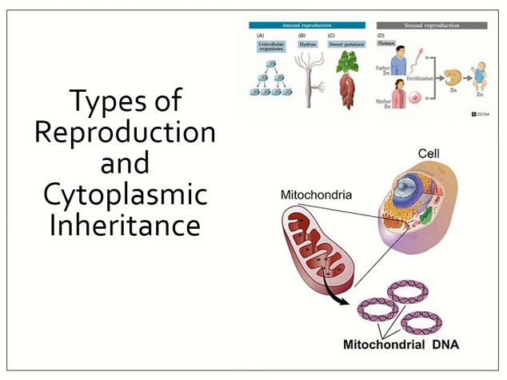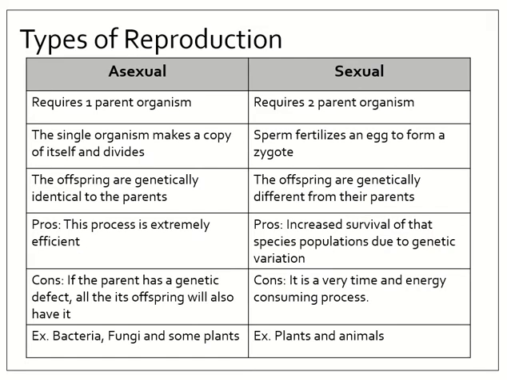Hi class, we are doing types of reproduction and cytoplasmic inheritance. We have already talked a little bit about types of reproduction when we were looking at the diversity unit, so we'll go over that a little bit more. When we're looking at types of reproduction, there are two types: asexual and sexual reproduction.